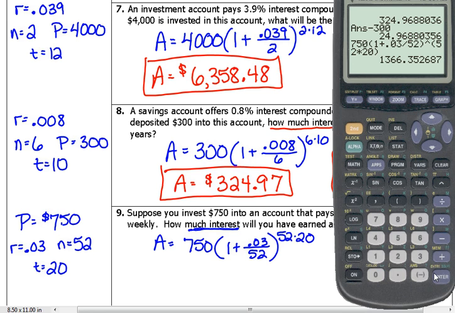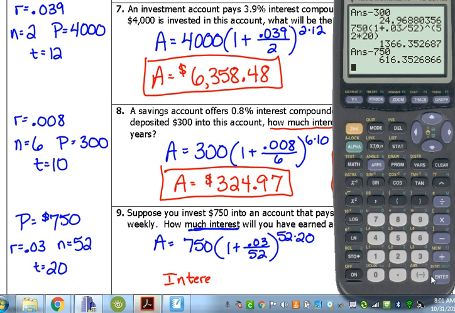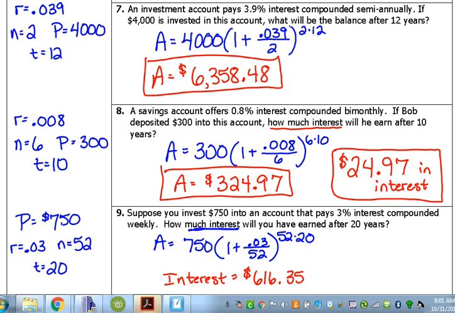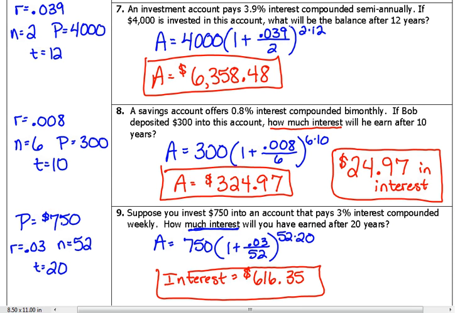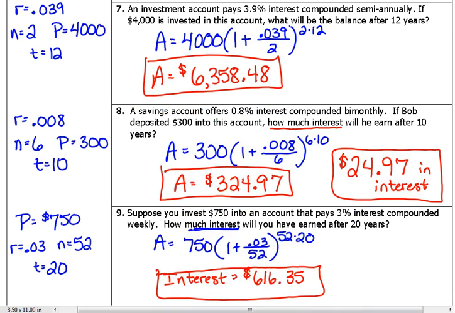Okay, so the account is worth $1,366.35, but we invested $750, so the interest equals $616.35. Okay, so not difficult, right? We just need to know the equation and interpret those words, but it's pretty much same keywords all the time.